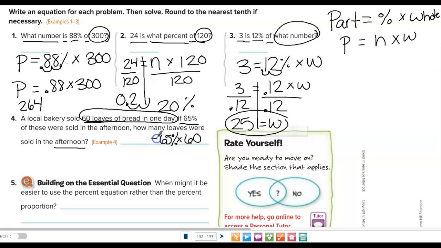And we need to figure out what part or how many were sold in part of the day, so we are missing the part. We will first turn our percent into a decimal, and we get 0.65 times 60. Since they are on the same side of the equation, we'll use the same operation. 65 hundredths times 60 will give us 39. So our final answer is 39 loaves.